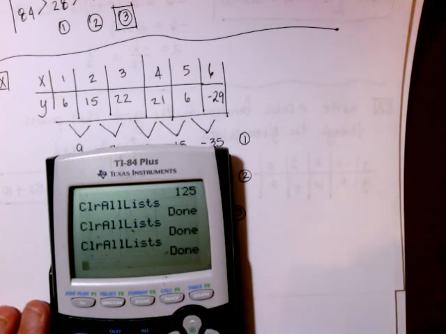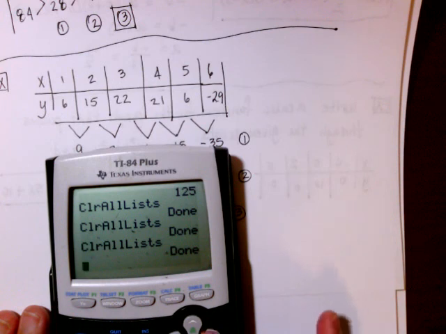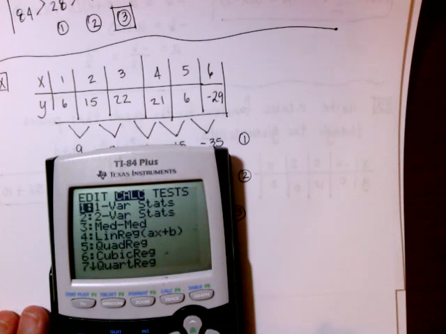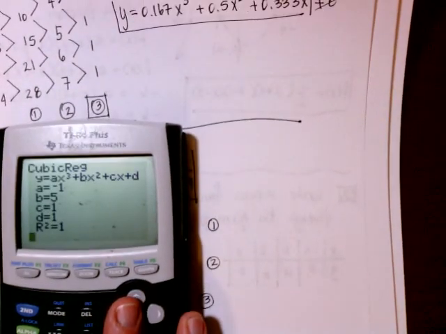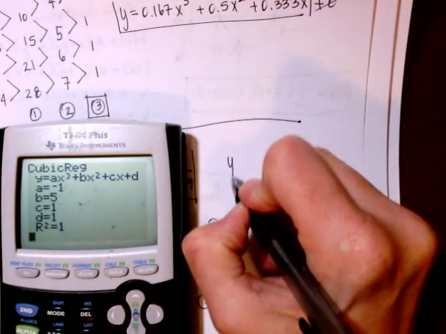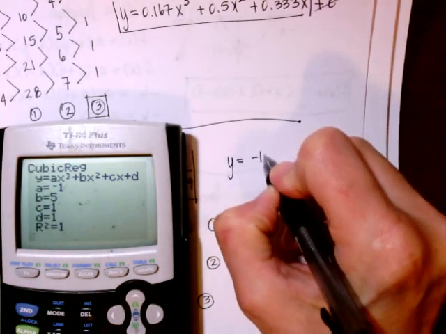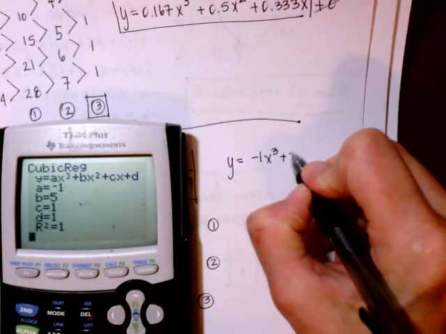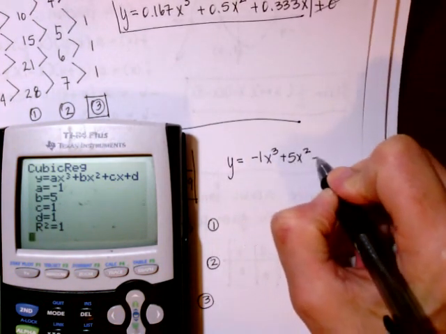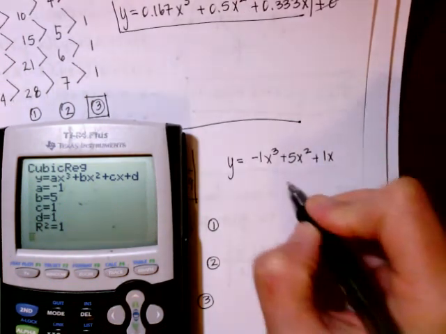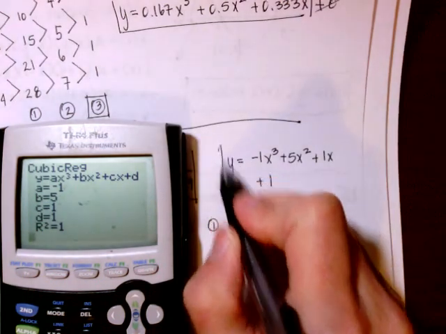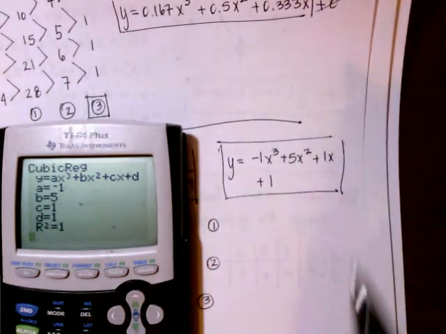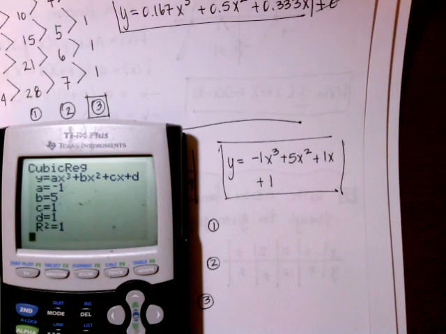And then, we decided it was a third degree, so I'm going to do stat, calculate, 6 for cubic regression, enter. And there's my handy dandy formula. So I'm going to cover up my data so you can see my calculator. I'm going to write the model to be y is equal to a negative 1x cubed plus 5x squared plus 1x and then plus 1. And that's the d. Sorry I had to go on the second line. And that's your model. So it's really kind of a cool process.